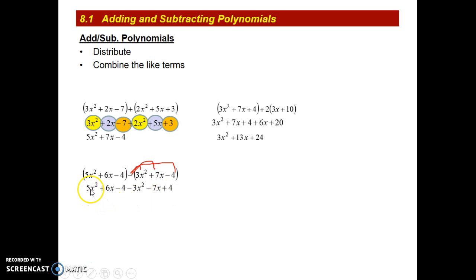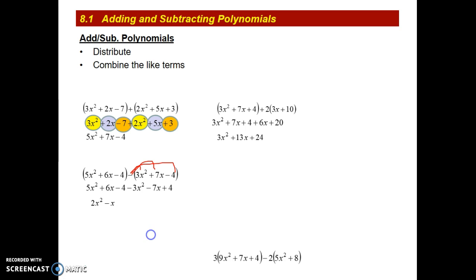Now we're going to combine our like terms. So now I have a 5x squared minus 3x squared for 2x squared. I have a 6x minus 7x for a minus 1x, or just minus x. Then I have a minus 4 plus 4 for 0, which I don't need to write on the end here. So my final expression, after simplifying this, is 2x squared minus x.